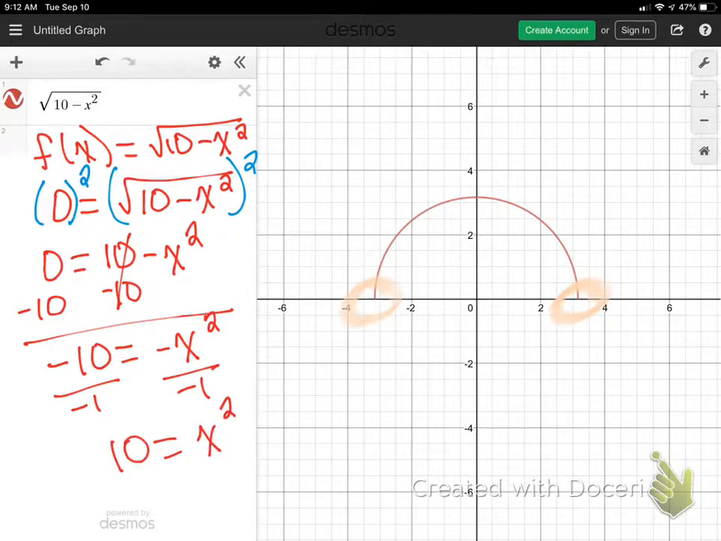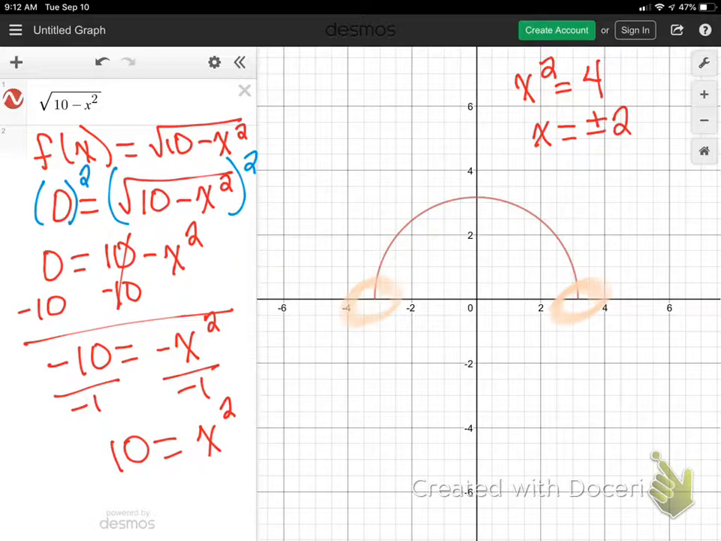Now, before I do anything else, if I told you x squared equaled 4, you immediately could tell me one of those values. What's one of the values of x squared equals 4? 2, because 2 squared is 4. Is there another value? Negative 2. So when we take the square root, we've got to account for the positive and the negative of it.